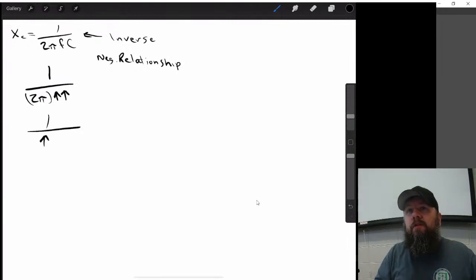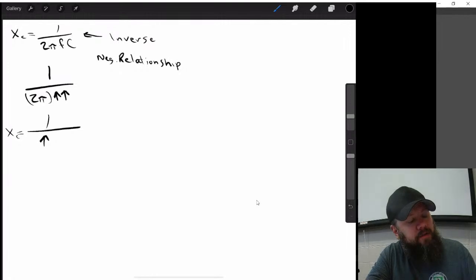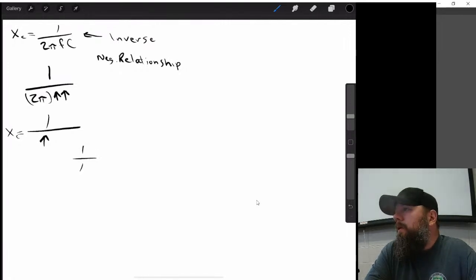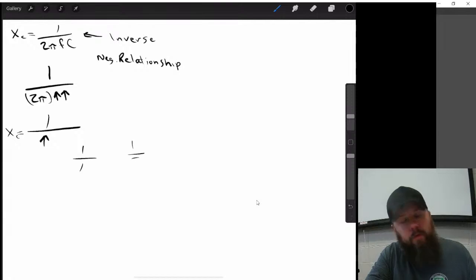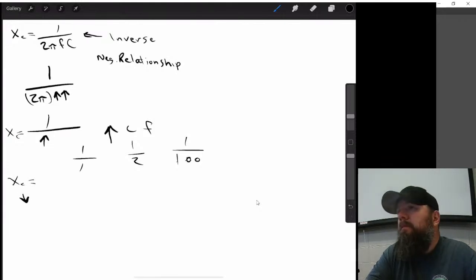So what happens to the actual number? Like, what happens to capacitive reactance? It gets smaller. Imagine we've got a 1 over 1. What is that? That's 1, right? Let's say a 1 over 2. Is that smaller than the 1 over 1? All right, so as we go up, let's say we've got 100 right here. As my capacitance or my frequency goes up, what happens to my capacitive reactance? It goes down, doesn't it? Y'all understand by putting the 1 up top?